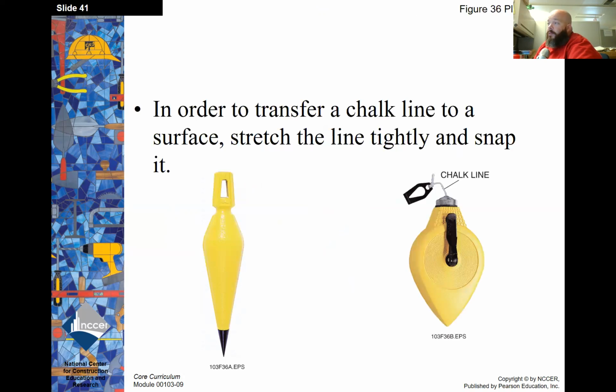Then, in order to transfer a chalk line to a surface, stretch the line tightly and snap. So the chalk line's on the right. That yellow case holds a powdered chalk that coats the string, and you would put it along a mark, pull the string tight, and then snap the string, and it'll snap a straight line along your material.